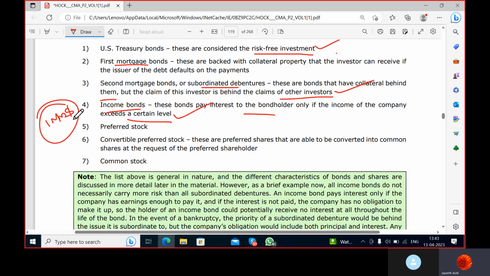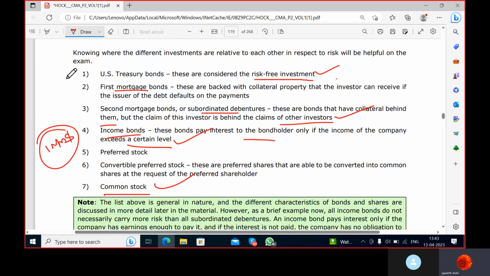Their shares are also redeemable. That means money has to be given back to them. Then comes the convertible preferred stock, which can be converted into equity, and then comes the common stock, the riskiest one. So the least risky, next, next, next, next, next, the highest risk.